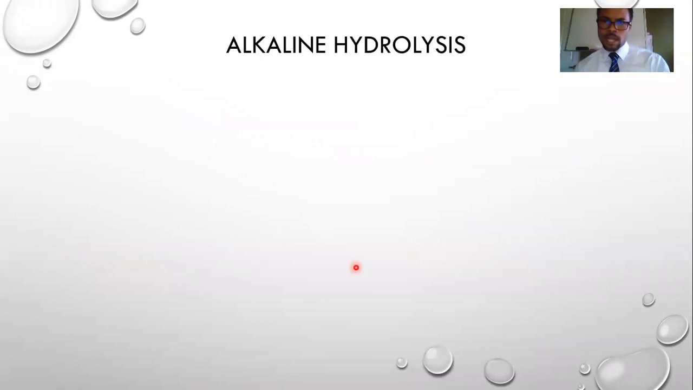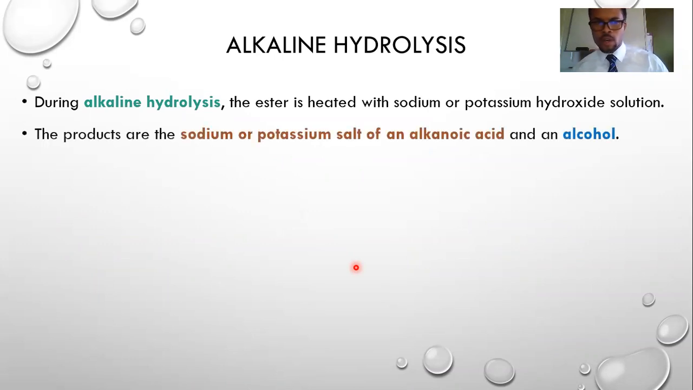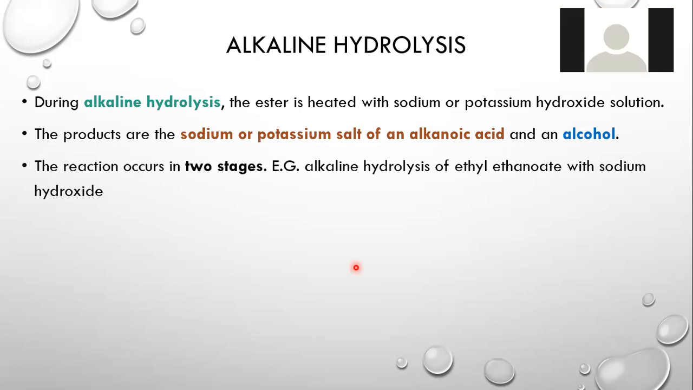Let's look at alkaline hydrolysis. During alkaline hydrolysis, the ester is heated with sodium or potassium hydroxide solution. Products are a sodium or potassium salt of an alkanoic acid and an alcohol. So there's a difference here. Instead of an alkanoic acid being formed, you're going to be forming a salt and an alcohol.